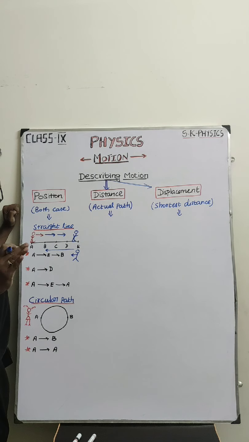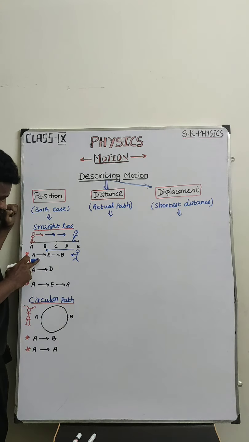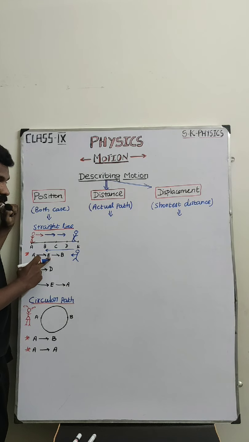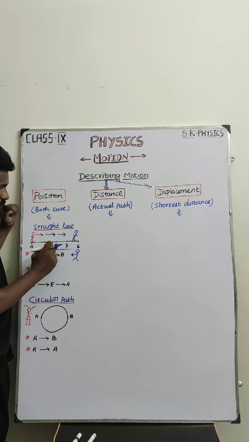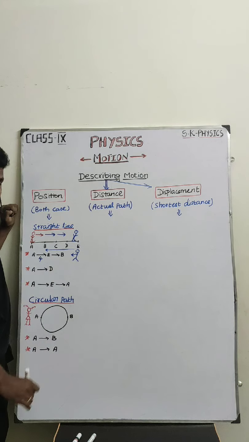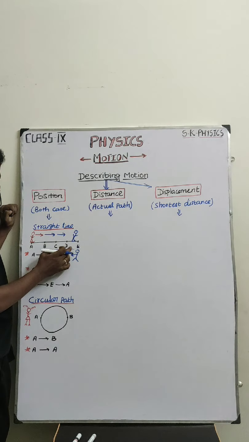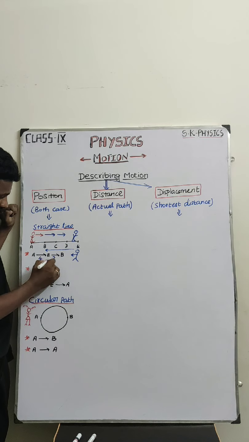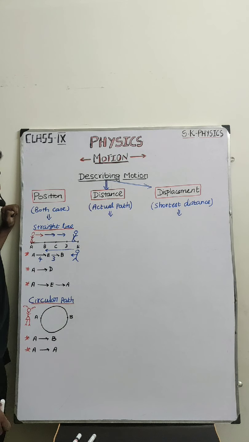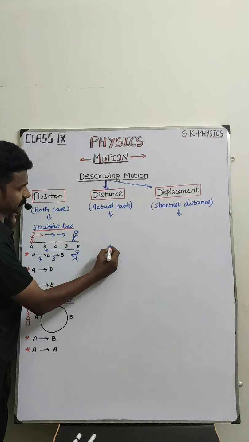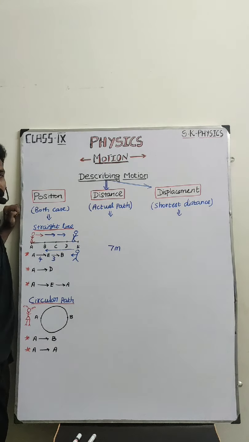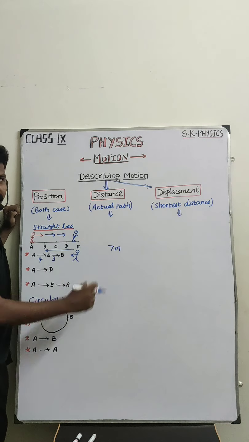Distance means the actual path covered by the object, so first we calculate the distance. What is the actual path? First A to E. How many meters is A to E? 1, 2, 3, 4 meters. So A to E is 4 meters. Then E to B: 1 meter, 1 meter, 1 meter, so 3 meters. So 4 plus 3 is 7 meters. Sorry, the distance is 7 meters.